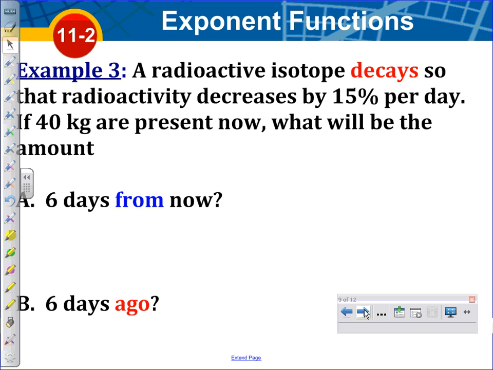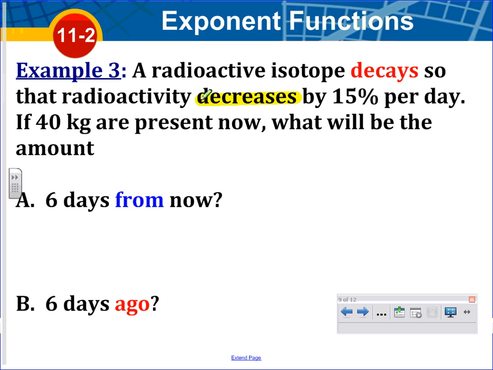A radioactive isotope decays so that radioactivity decreases by 15% per day. So we're talking decay here, so it's getting smaller. Decreases by 15% per day. We're starting with 40 kilograms, and we want to know how much it is going to have 6 days from now and how much it had 6 days ago. Very cool thing about this formula. You're still using a minus sign in between because it's decreasing, but then your exponent is going to change.